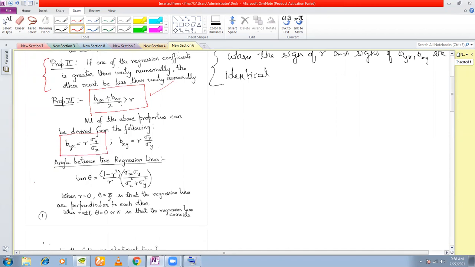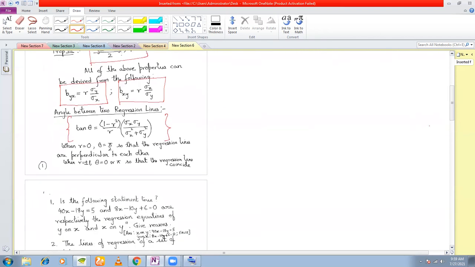All the above properties you can obtain from these two relations: byx is equal to r sigma y by sigma x, and bxy is equal to r sigma x by sigma y, where sigma y and sigma x are the standard deviations of y and x. The next formula that I've given you here is the angle between the regression lines. Again, this is important for your multiple choice questions. So if sigma x, sigma y, and the correlation coefficient are given, you can find the angle between the regression lines.